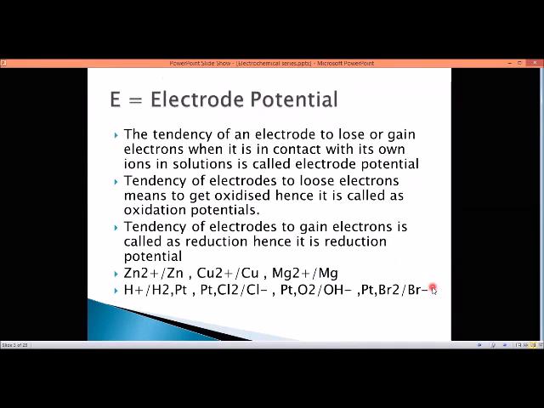Further, we saw the definition. The tendency of an electrode to lose or gain electrons when it is in contact with its own ion in the solution is known as the electrode potential. This is the definition of electrode potential. If it's undergoing oxidation, it is oxidation potential. If it is undergoing reduction, it is a reduction electrode potential.